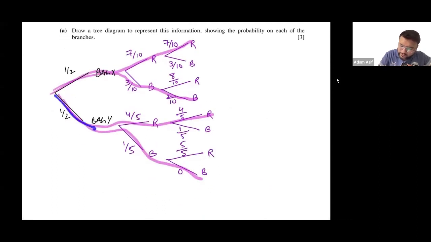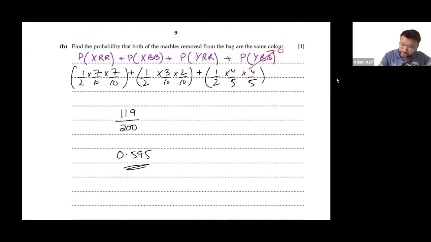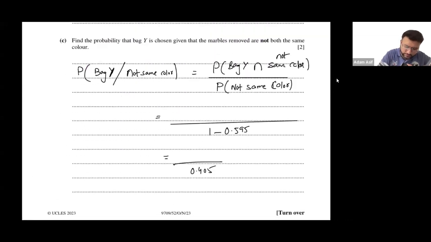Bag Y and a different color, meaning red blue and blue red. That's the word. So 1 upon 2 times 4 upon 5 times 1 upon 5 plus 1 upon 2 times 1 upon 5 times 5 upon 5. So the probability would be 1 upon 2 times 4 upon 5 times 1 upon 5 plus 1 upon 2 times 1 upon 5 times 5 upon 5.